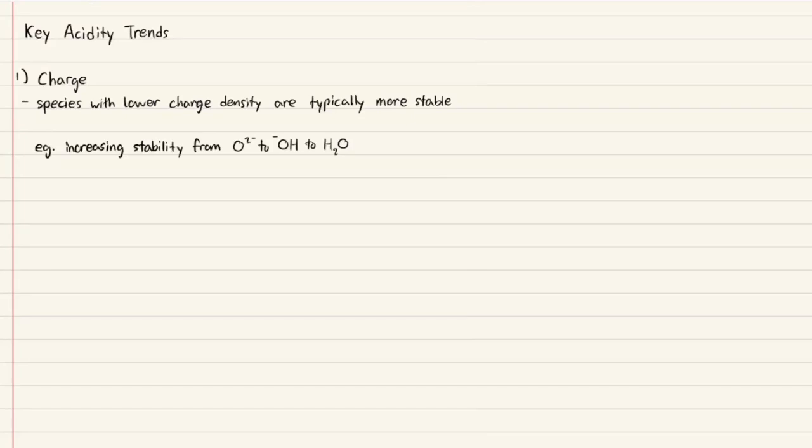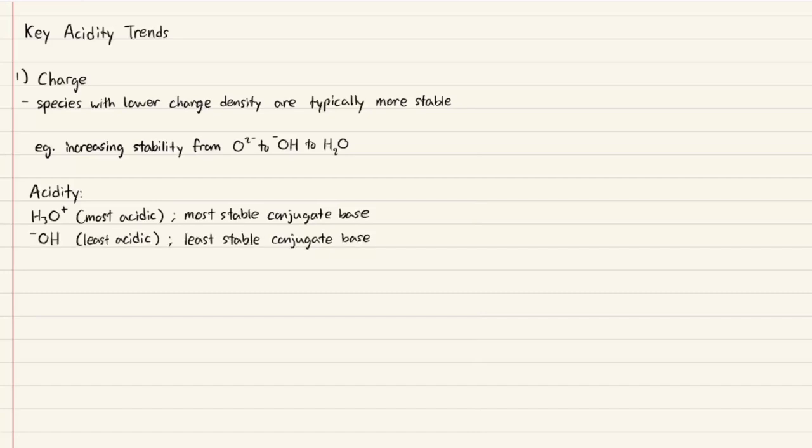Charge. In comparable situations, a species with lower charge density is more stable. As a result, we expect stability to increase as we go from O2- to OH- to H2O. The acidity-basicity trend tracks with these observations. Hydronium is the most acidic because it has the most stable conjugate base, and hydroxide is the least acidic because it has the least stable conjugate base. Water is a weak acid and has a relatively strong conjugate base, OH-.